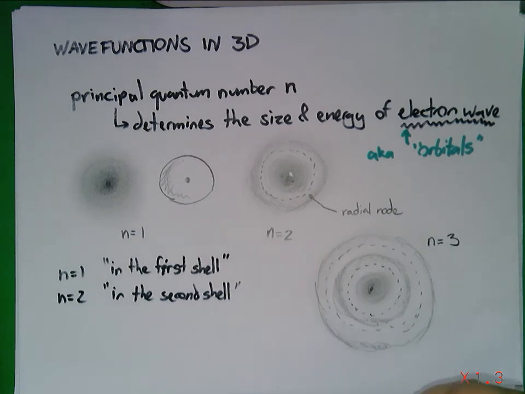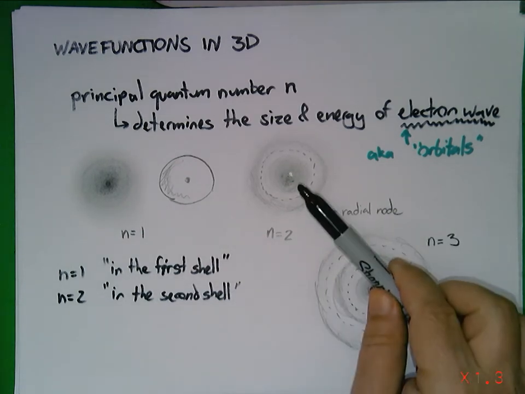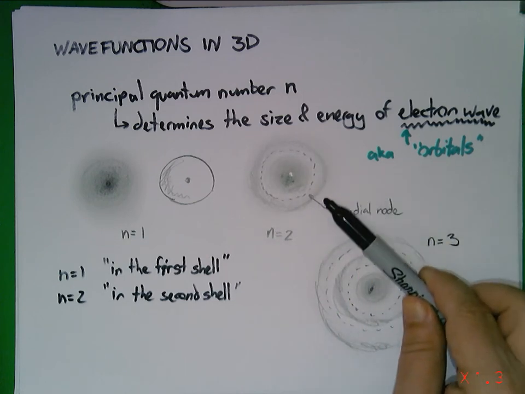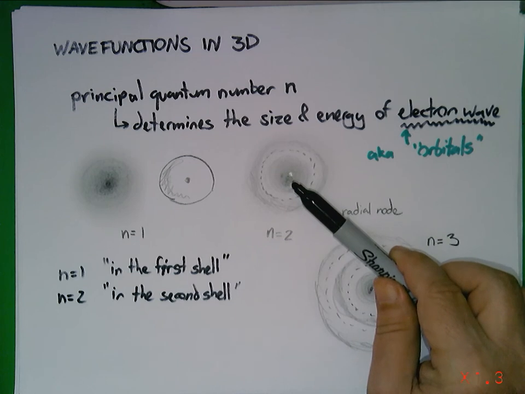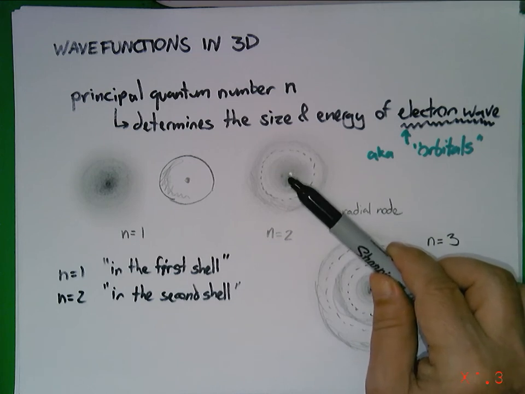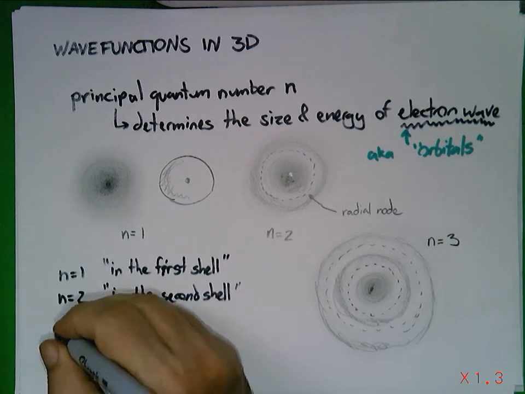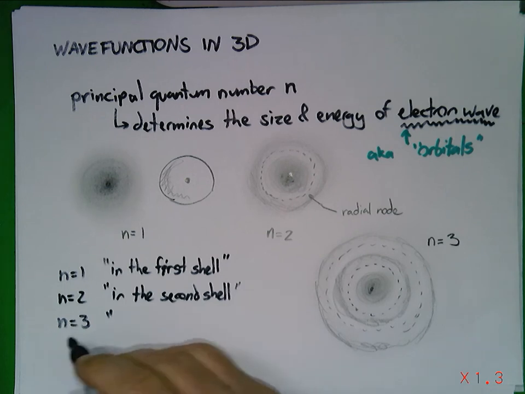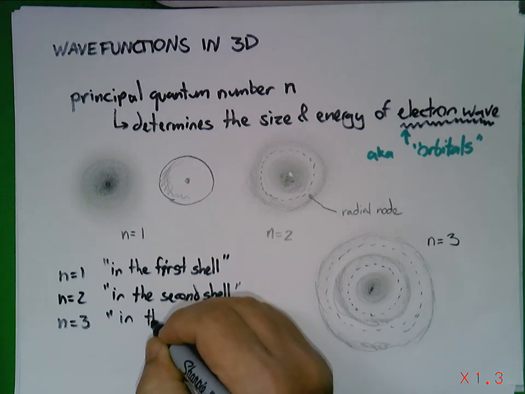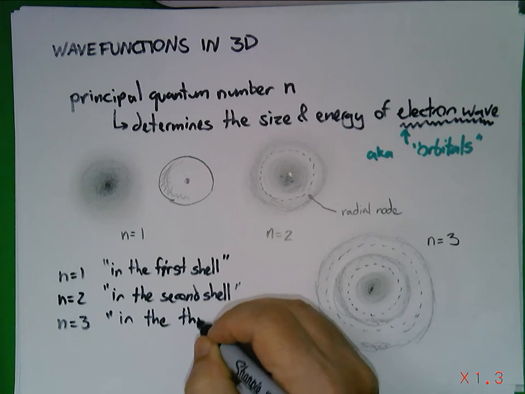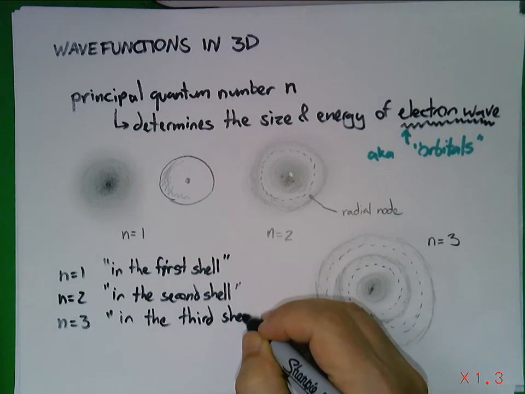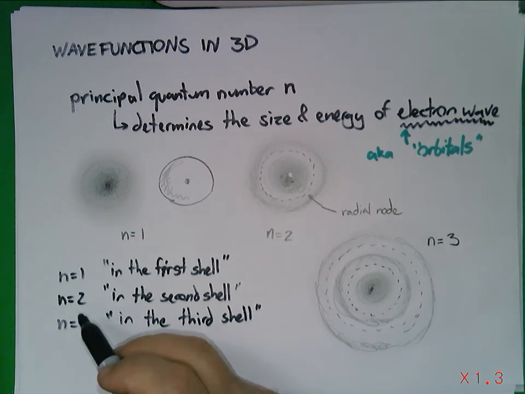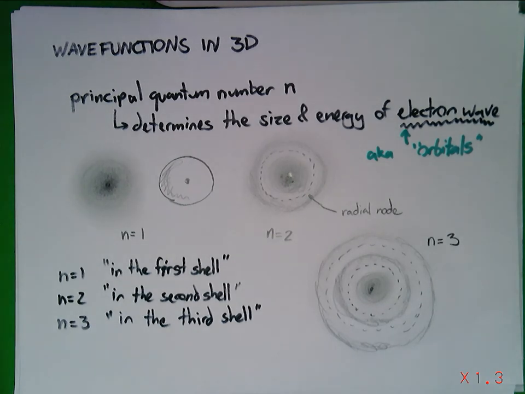Now, you can see that it's not quite accurate to think about this as being the second shell, the ring outside the radial node here, because when n equals 2, it also includes what's in there. But you can kind of see where they're getting this terminology. If you have an electron with n equals 3, say it's in the third shell, see? So this is how people talk about electron waves that have these different values for the principal quantum number.